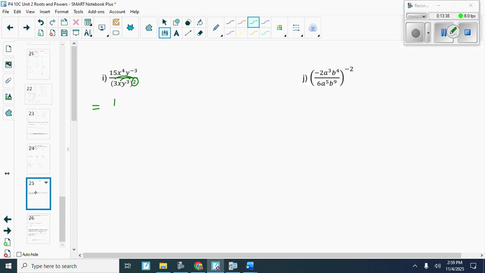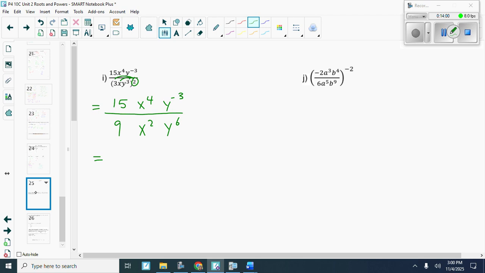So let's write the top just as it is, y to the negative 3. And then on the denominator, we're going to square the 3, which is 9. We're going to do power of a power, so 1 times 2 is 2, and 3 times 2 is 6. Okay, now we're ready to simplify.